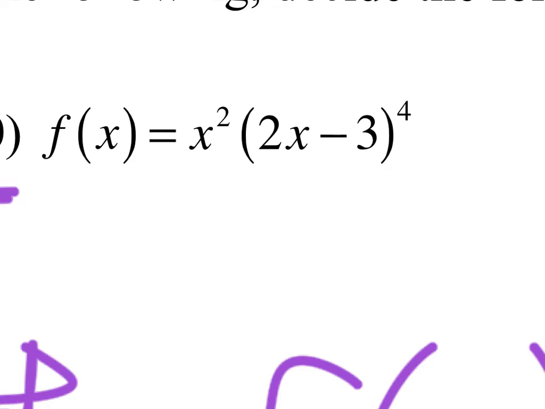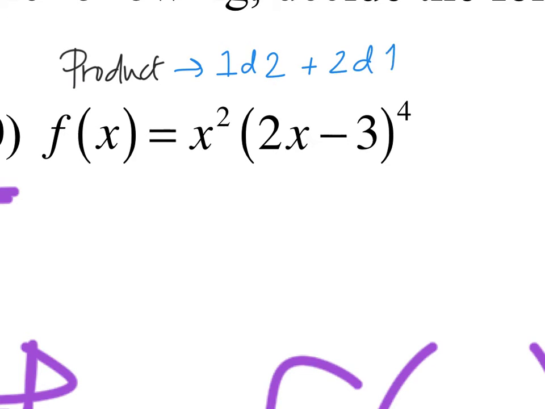All right, so here we are on number 10, and the overlying, big umbrella rule here is a product rule, because we have an expression multiplying an expression. So to refresh our memory, 1d2 plus 2d1: the first times the derivative of the second plus the second times the derivative of the first. So f prime of x equals the first times the derivative of the second.